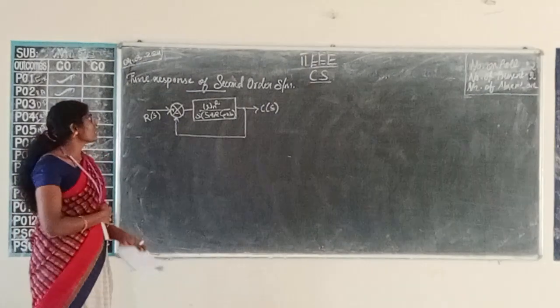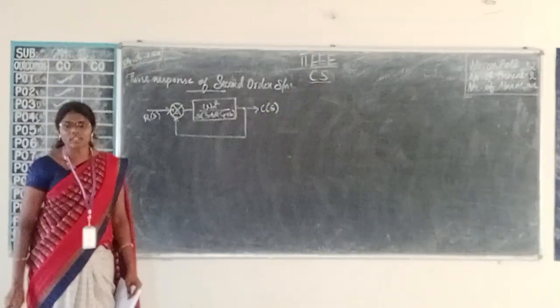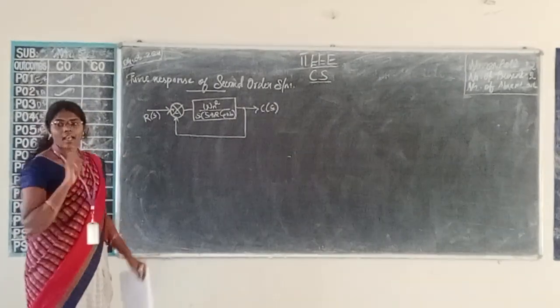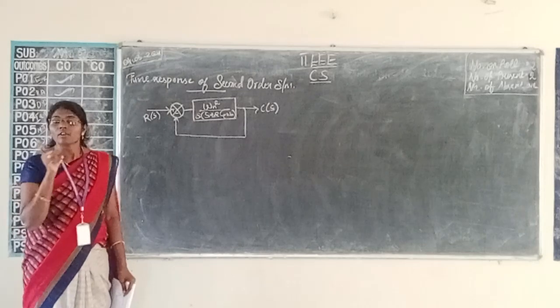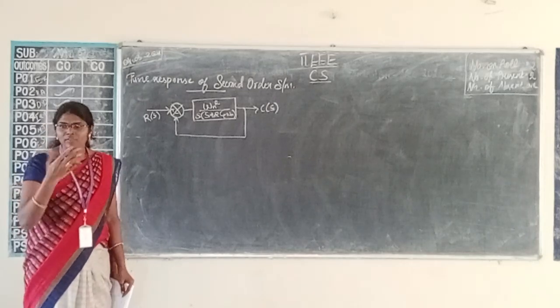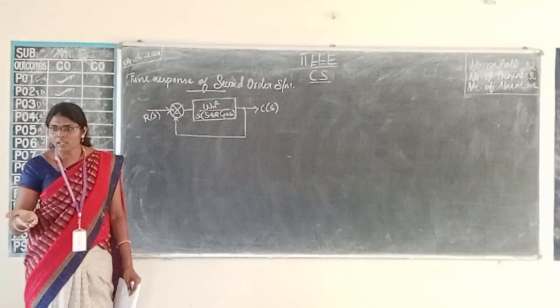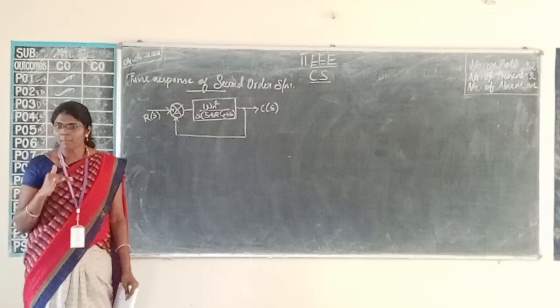About the time response of second order system. Okay, in the last class we discussed time response of the first order system. So, we classify systems as first order system and second order system by seeing the number of poles.